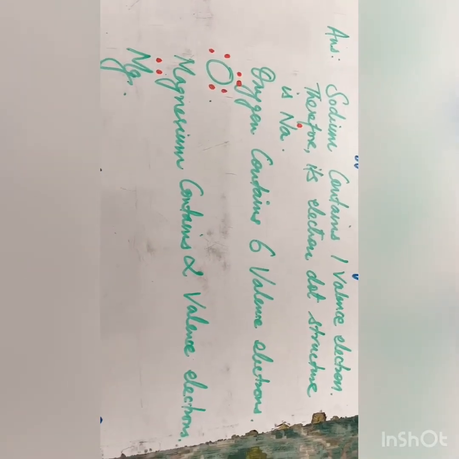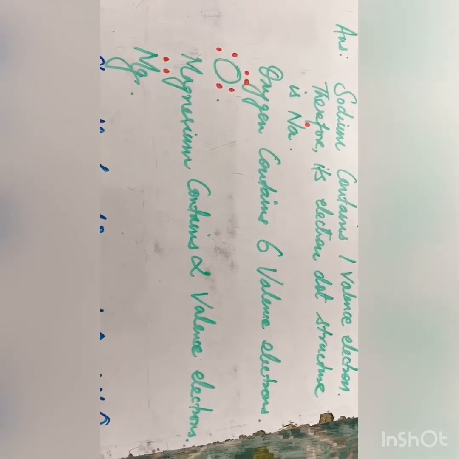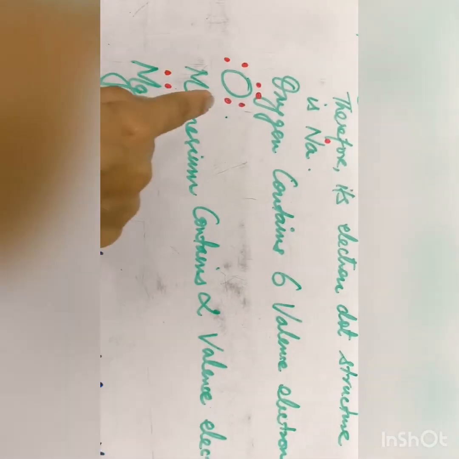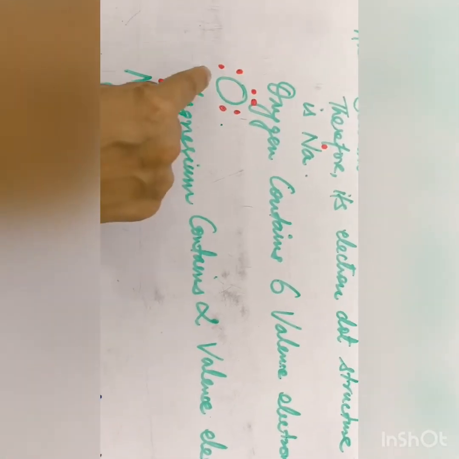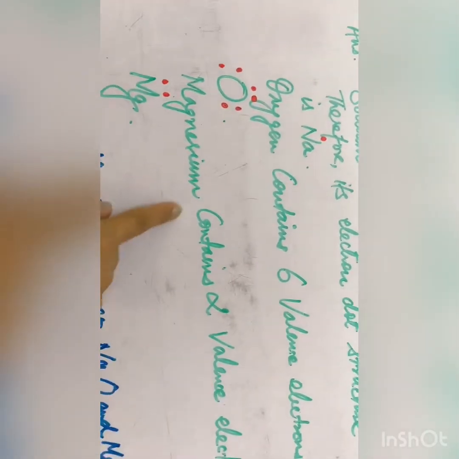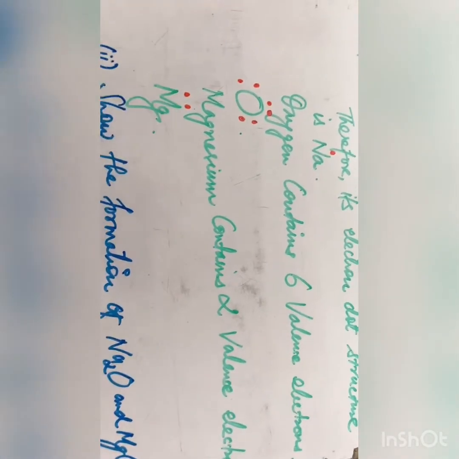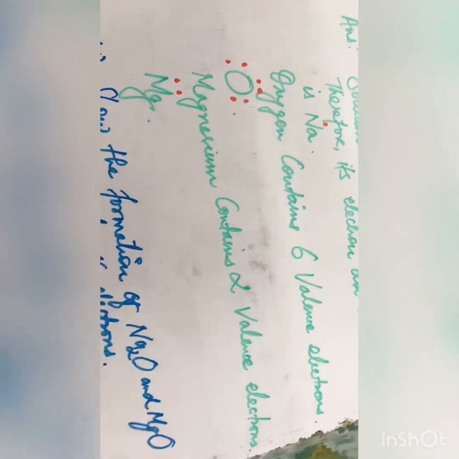Oxygen contains 6 valence electrons, and hence you see 6 dots I have given. Students, it is not necessary that you give the dots only in this arrangement, 1, 2, 3, 4, 5, 6. You can give the dots over here also. Magnesium contains 2 valence electrons, and I have given 2 dots over here. You can put these dots here, here, anywhere. It all depends on you how you are going to represent your answer.